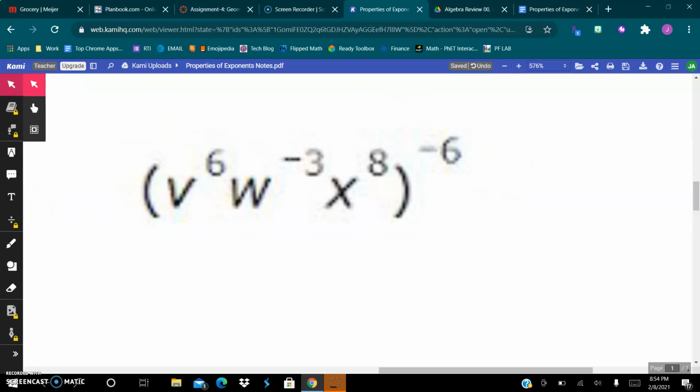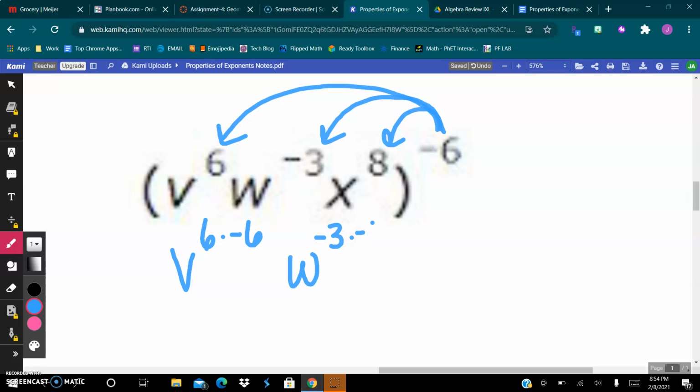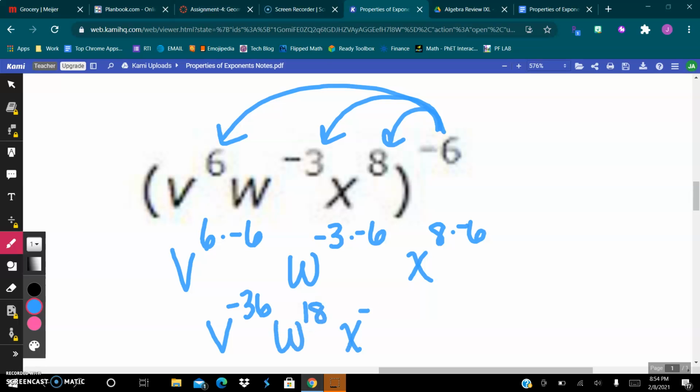So same sort of problem here. We have a negative 6 exponent that has to be distributed out. So I'm going to have v to the 6 times negative 6, w to the negative 3rd times negative 6, and x to the 8 times negative 6. So that would be v to the negative 36, w to the 18th, and x to the negative 48th.